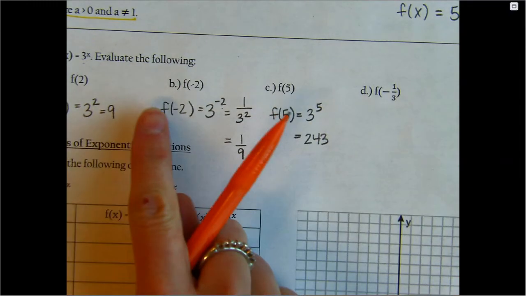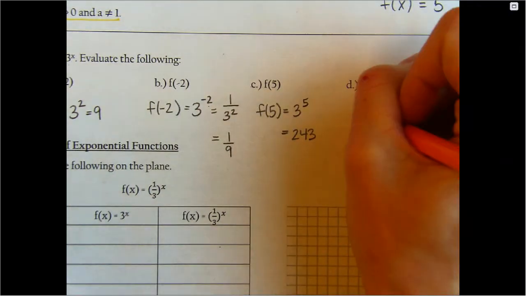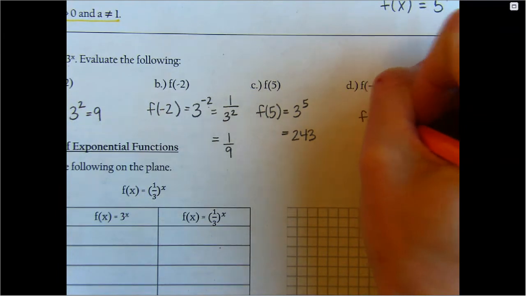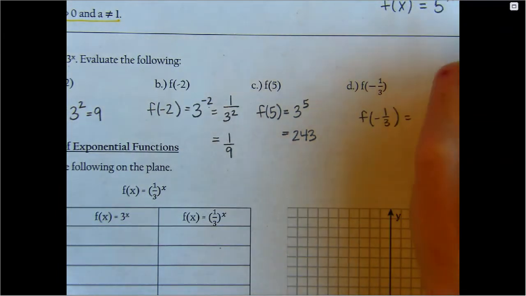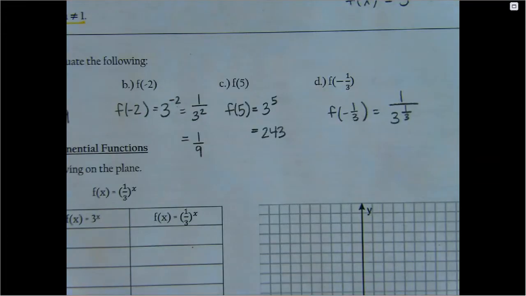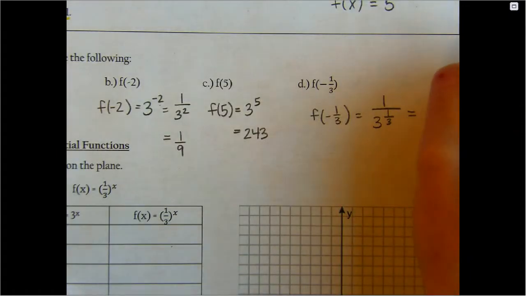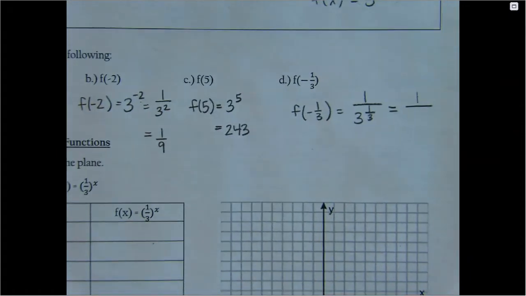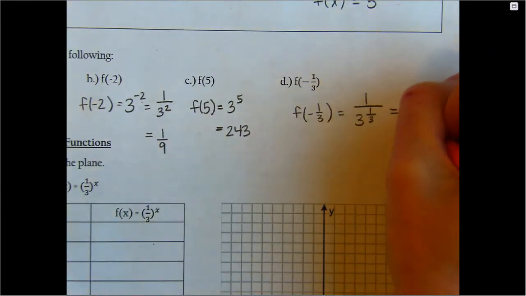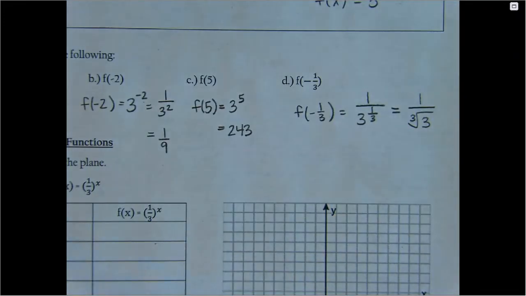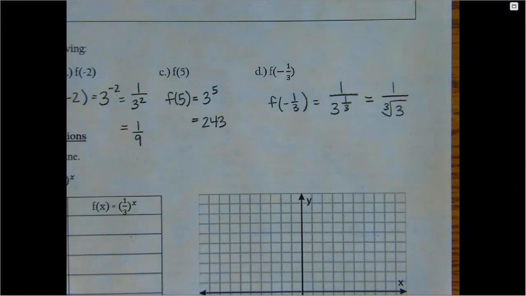Now this next one, we've got f of negative 1/3. So I see that negative right here, so I know that it's going to create a fraction. So 1 over 3 to the positive 1/3 is what this would be. Okay, so now we have to remember properties of rational exponents. So we could rewrite this as 1 over the cubed root of 3. And we're going to be talking about these relationships too, kind of going back and forth between radicals and exponents once we get to logs.